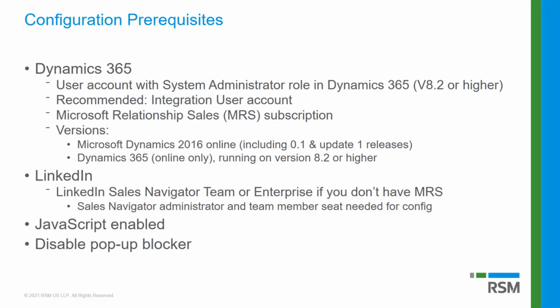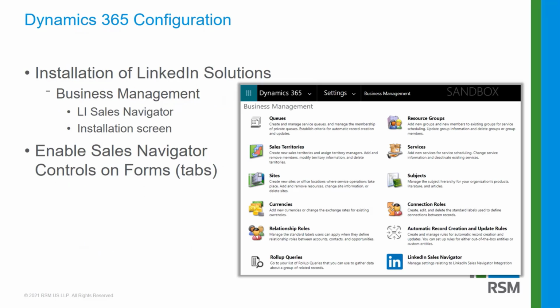The enterprise licenses has most of the functionality that you'll be seeing today. Now, in order to configure the Sales Navigator part, you're going to need a Sales Navigator administrator license, obviously, and then you would also have to have that team member seat as well. Browsers, right? Make sure you have JavaScript enabled, and obviously disable your pop-up blocker for that Dynamics 365 domain as well. So those are some of the prerequisites. Now, let's talk a little bit about that configuration.